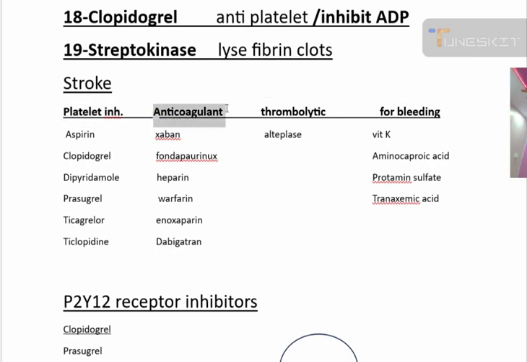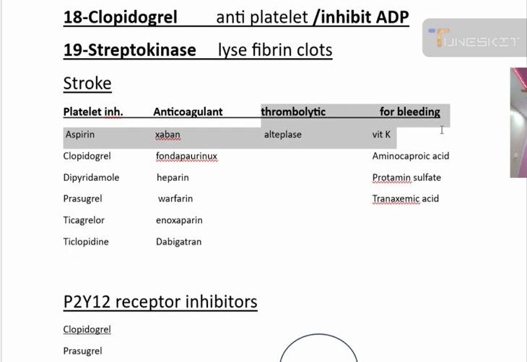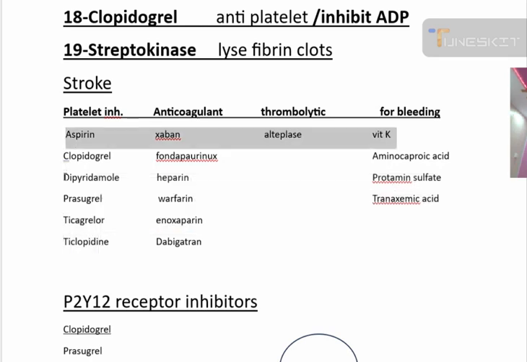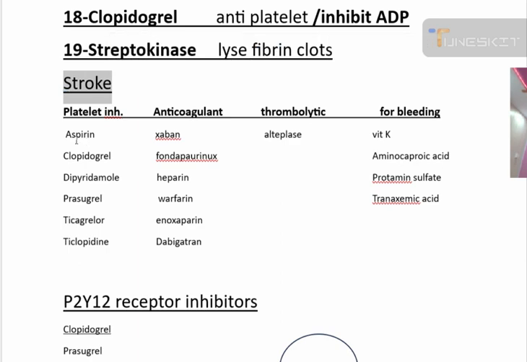This is the anticoagulant class. This is thrombolytics, which lyse fibrin clots, and these drugs are for bleeding. So antiplatelet drugs are those which inhibit platelet formation. The most important are aspirin, clopidogrel, prasugrel, ticagrelor, and ticlopidine. These drugs are used for the prophylaxis of stroke. It means these drugs are used to prevent or to cure stroke.